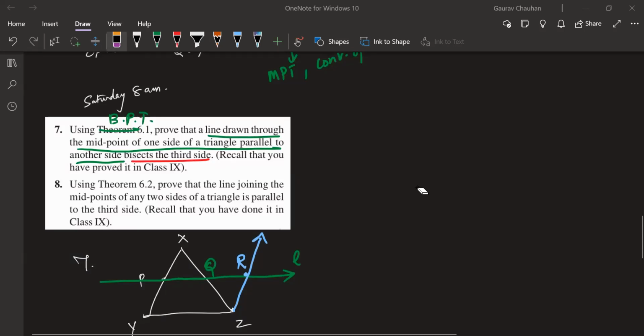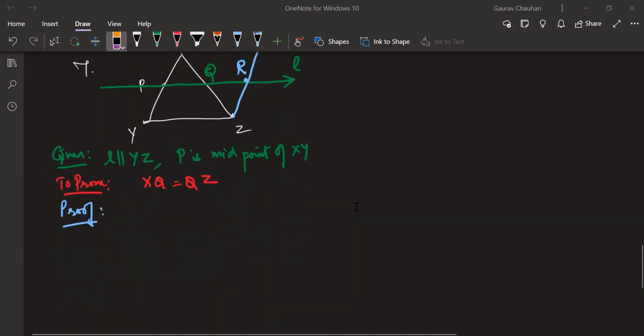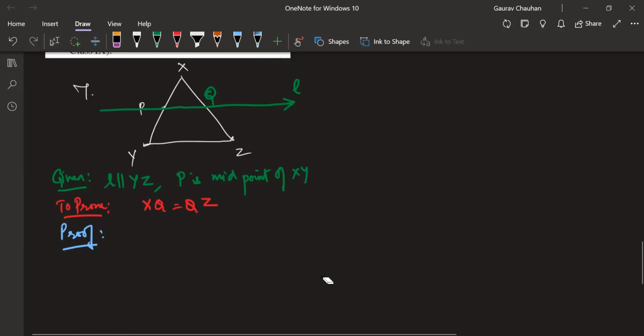Okay, can someone take it up? Nishchay, you want to? Sir, I'll remove the construction, then we'll write XP by PY is equal to XQ by QZ.